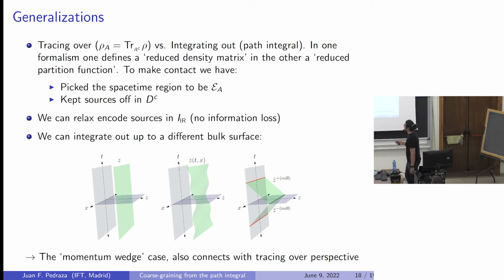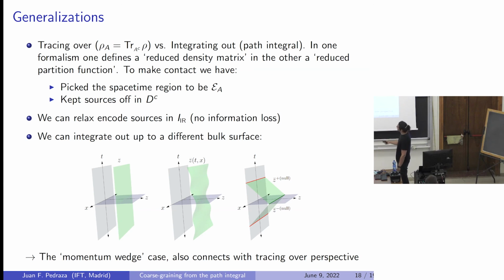We can do that, but in that case, there is no information loss in this integration. We are just carrying out part of an integral, and that's it. The second generalization is that we can pick a different space-time region. So in the bulk, you can integrate up not only to the edge of an entanglement wedge, but you can pick any other surface that you want.